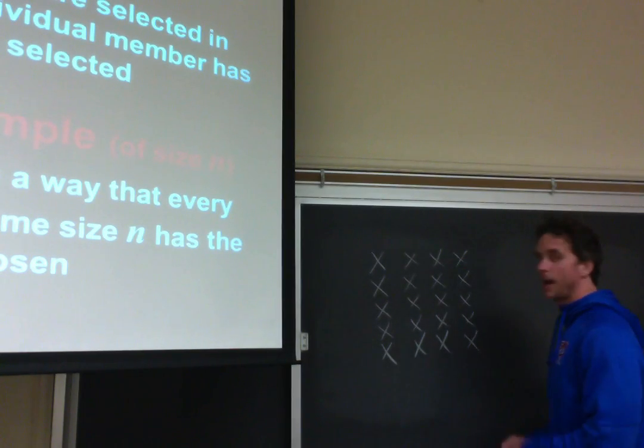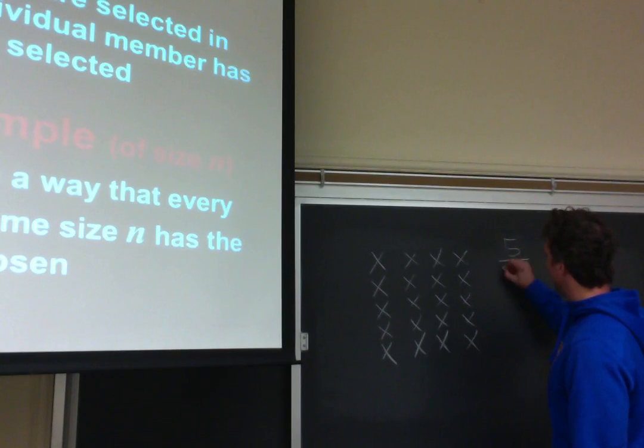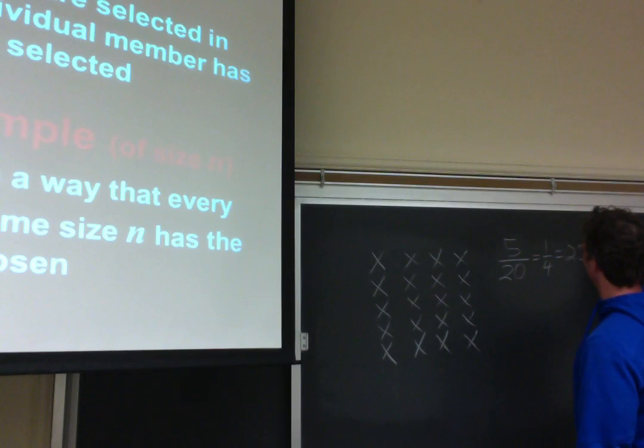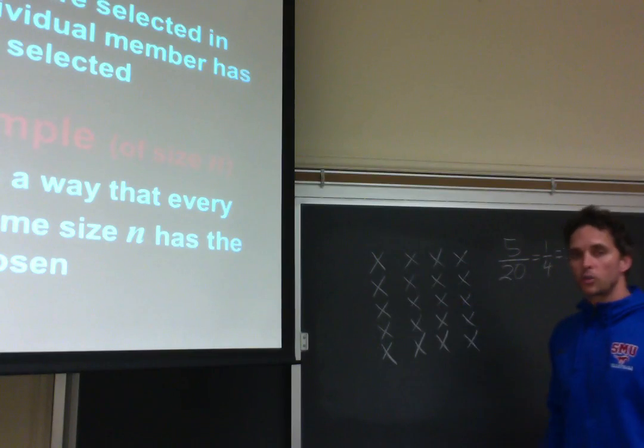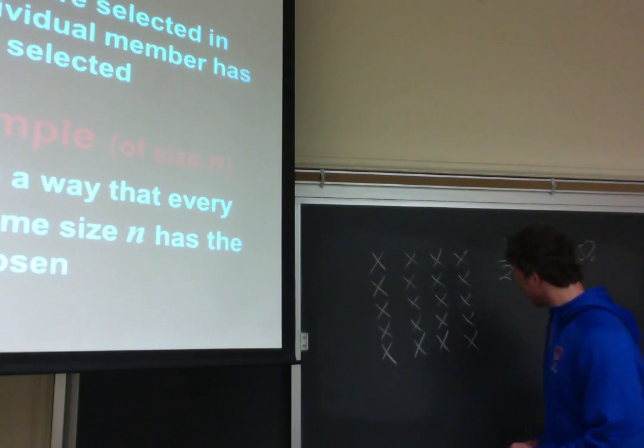Okay, so now we're back. The answer is 5 out of 20, which is 1/4, which is 25%, if that got in there. Good. So each person has a 25% chance of being selected.